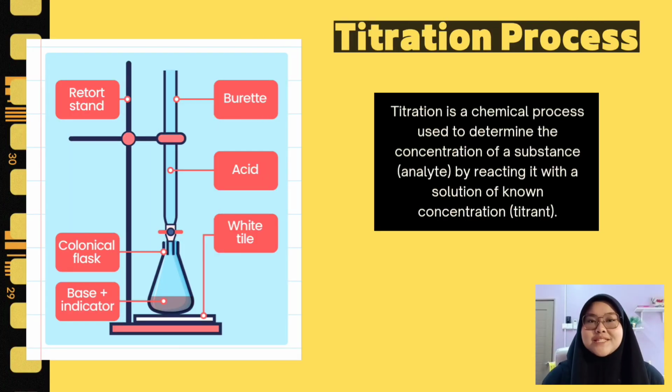Assalamualaikum. Hi, I'm Yasmin, and for this presentation, we will explain about the application of titration process in food industry. What is titration process? Titration is a chemical process used to determine the concentration of a substance called analyte by reacting it with a solution of known concentration called titrant.